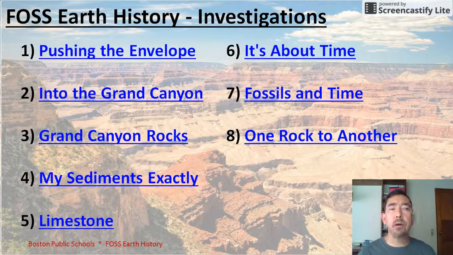To begin with, FOSS's Earth History Kit is broken down to a series of 8 investigations. The first investigation is really kind of a warm-up investigation to get you and your students a sense of whether or not your students understand the difference between observations and inferences, since they'll be using these skills throughout the rest of the investigation.